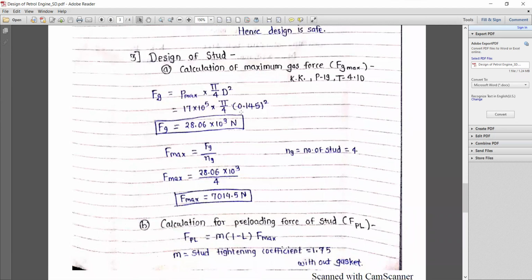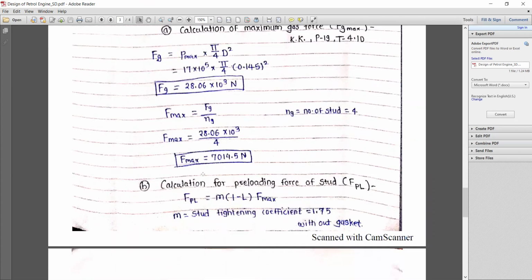Now the design of the stud, the third one. Calculating the design of the stud is based on the maximum gas force. So Fg is equal to P max into pi by 4 D square. P max is 17 bar, diameter is 145. Here we are converting the diameter into the unit of meter. So Fg is equal to 28.06 into 10 raised to 3 Newton.